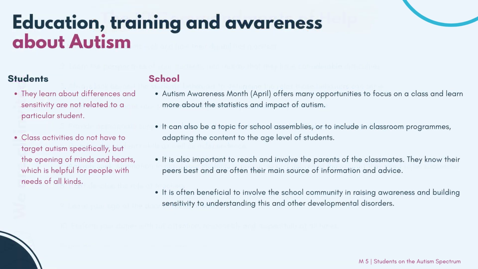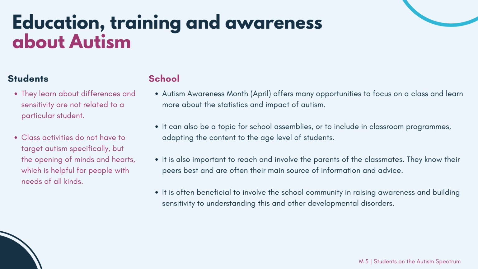Education and training in autistic spectrum disorder can take place in a generalized way, where students learn that differences and sensitivity are not related to a particular student. It can also be an issue to be discussed in school assemblies or to be included in classroom programs, adapting the content to the age level of pupils.